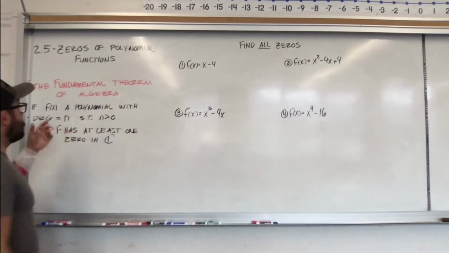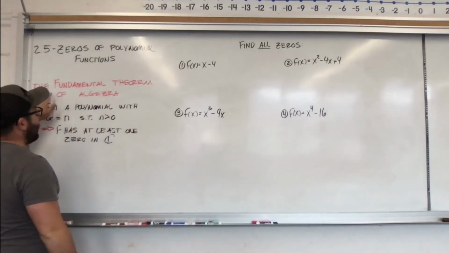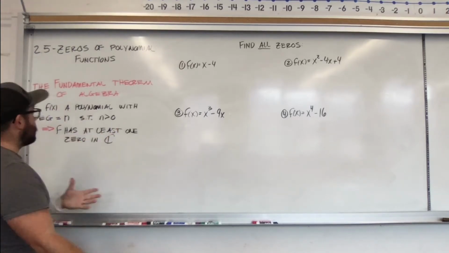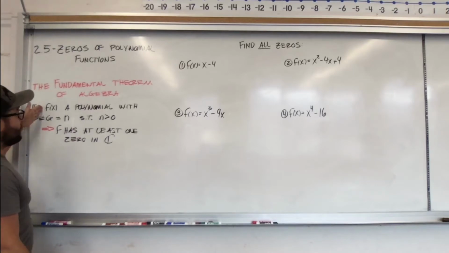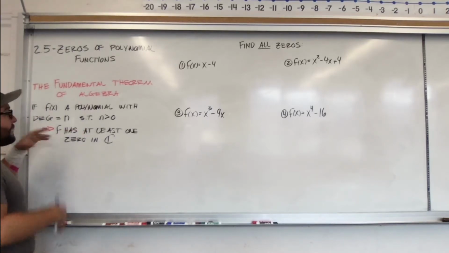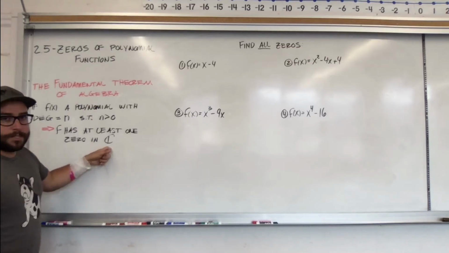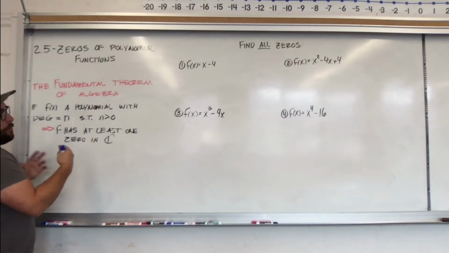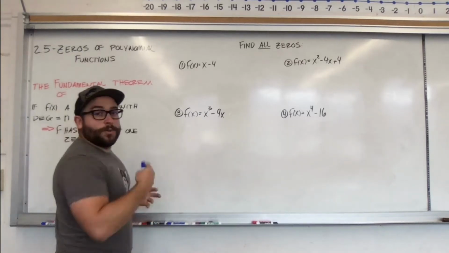So part of that comes first from the fundamental theorem of algebra, which is at the top of your page. And more or less what this is saying, if we're dealing with a polynomial of degree n, and it's a positive degree, then it's going to have at least one zero in our complex numbers. Now, the important thing about this is it means that when we're searching for zeros, we're going to find them.